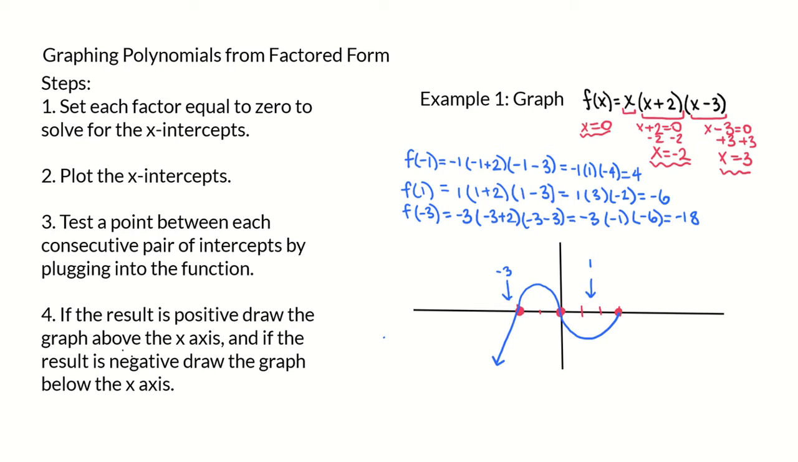Finally, we choose a point to the right of the rightmost x-intercept. Since that x-intercept is 3, we'll choose the number 4, which is on that side. f of 4 is 4 times 4 plus 2 times 4 minus 3, which is 4 times 6 times 1, which is positive 24. Since that result is positive, to the right of this x-intercept, the graph is above the x-axis.